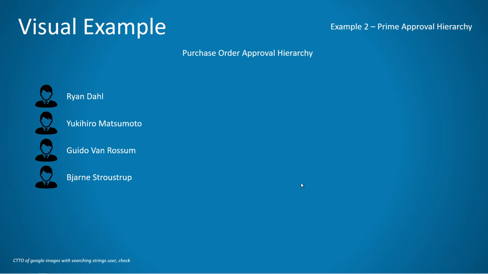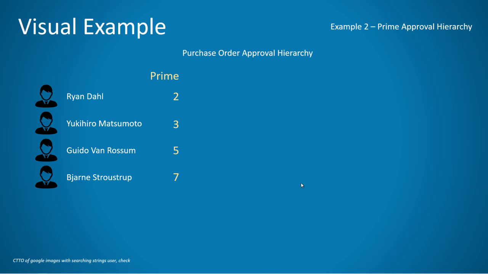So here how it works. Okay, each approver will have a prime number assigned. As you recall from our prime algorithm, every new approver will be assigned the next prime.